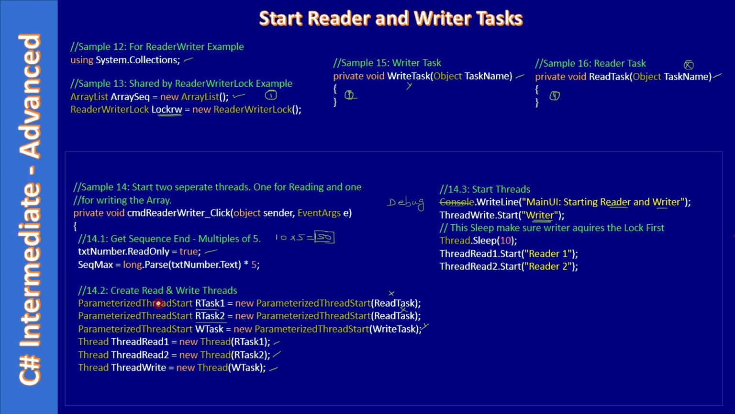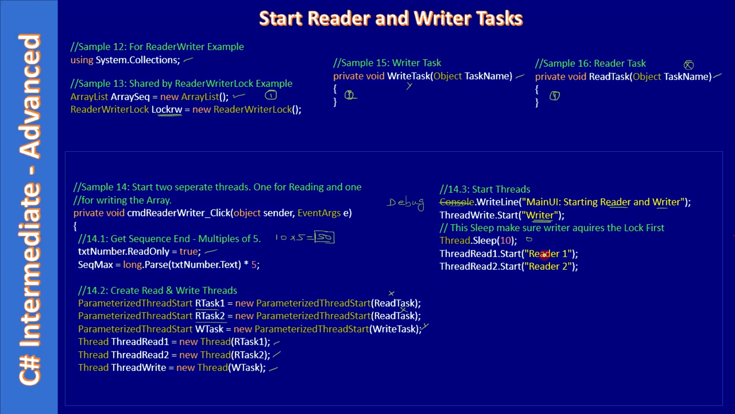So this is a ParameterizedThreadStart, right? So to the Start method we are passing a string. So string is the parameter which we are passing to the thread. So that means here it is a writer thread, right? Task name will have a writer. Then we are providing a 10 millisecond sleep, so that the writer will acquire the lock first, then the reader will try to acquire its lock. So when the writer has already acquired the lock, readers will wait.